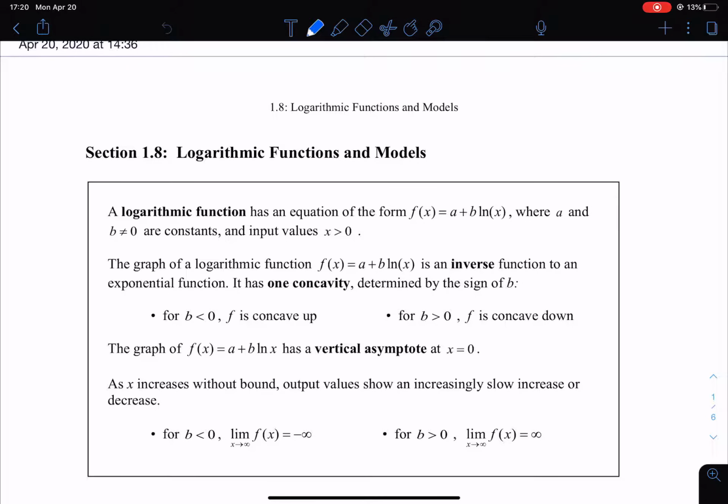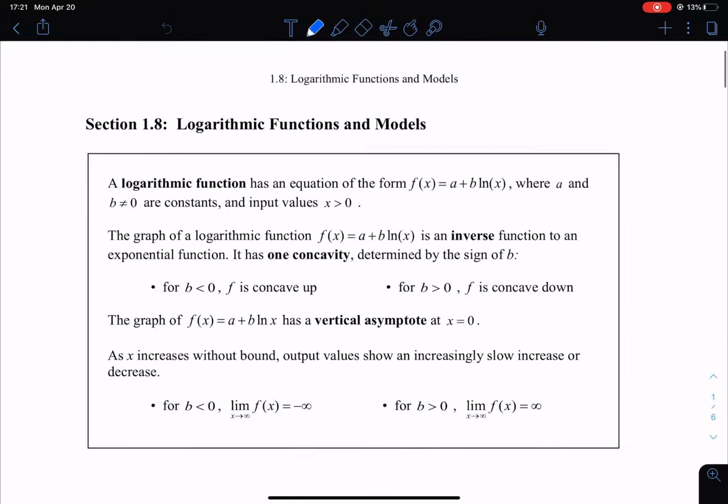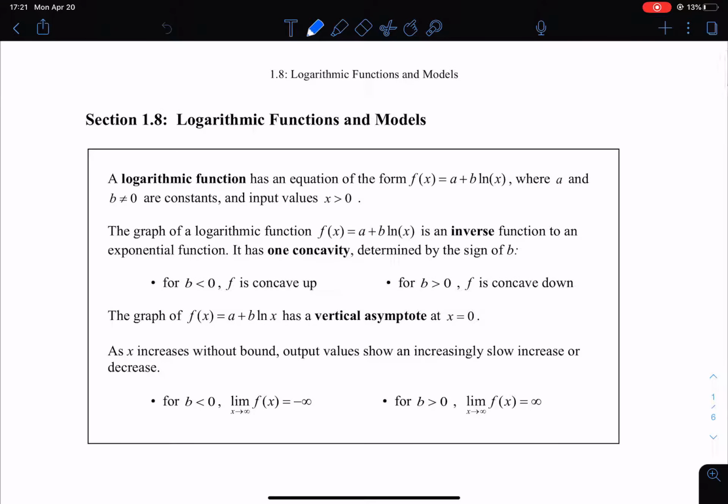Everyone, in this video we are going to finish the rest of Chapter 1. Section 1.8, Logarithmic Functions and Models. A logarithmic function has the form a plus b multiplied by the natural log of x, where a and b are constant numbers, but pay attention to the b.